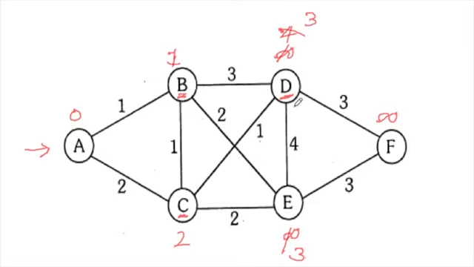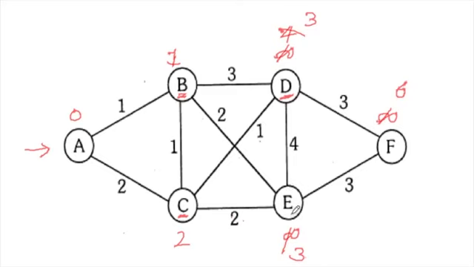So from here I'll see, is there any relaxation? 3 plus 3 is 6. So this infinity, change it to 6. Then 3 plus 4 is 7. And this is already 3. So there is no change. That's all. Now the remaining 2 vertices are E and F.